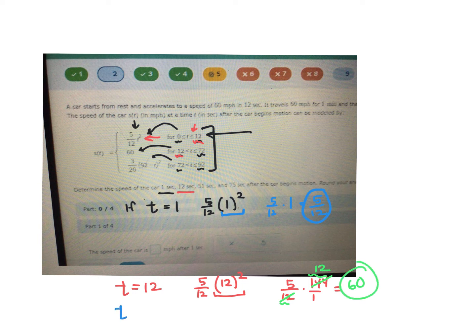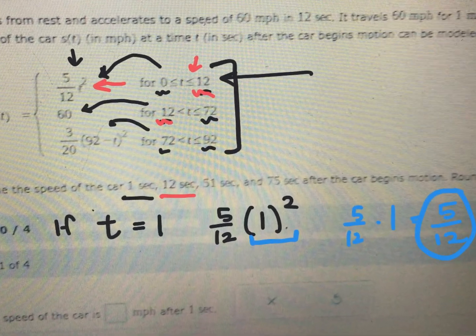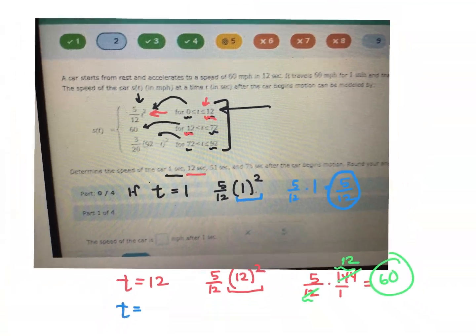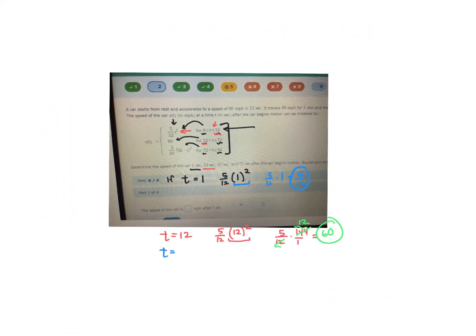And then let's expand on that. If t is equal to 51, then you want to plug into the second expression because that 51 is between the numbers 12 and 72. And so to plug in, well, we're looking at 60. There's no variable to plug in, so it is just 60. It's a constant function. It's constantly 60 between time 12 and 72.